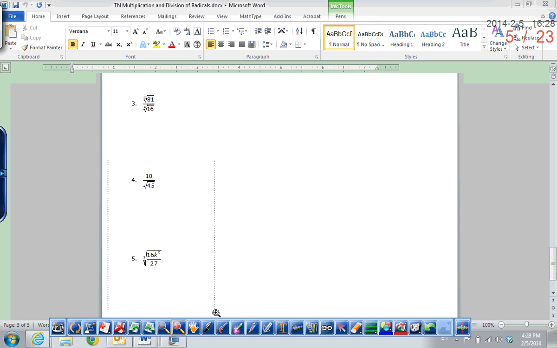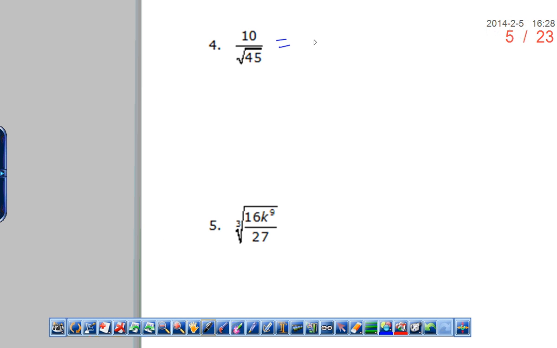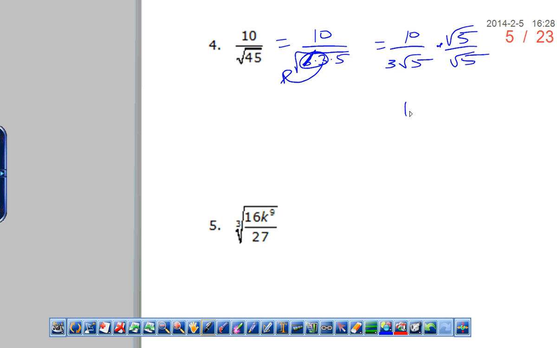This is the one that I said you need to rationalize on. So we break 45 up into 3 times 3 times 5. Got a pair of 3s, so 1 goes on the outside. So I have 10 over 3 root 5. Then I need to rationalize. So square root of 5 over square root of 5. So that gives me 10 square root of 5 over 15. And then that's when I said you can reduce 10 over 15 to 2 root 5 over 3.